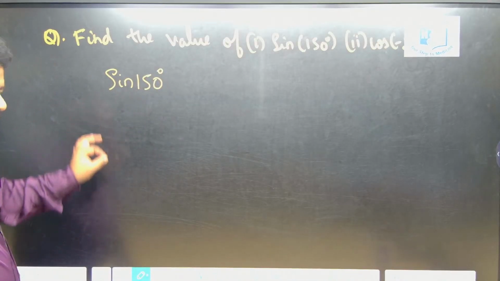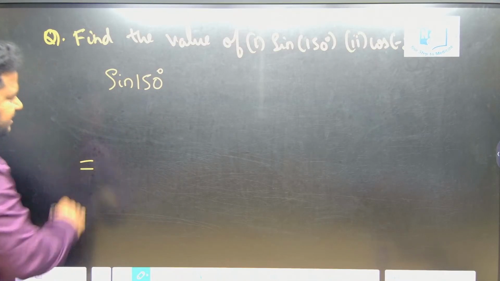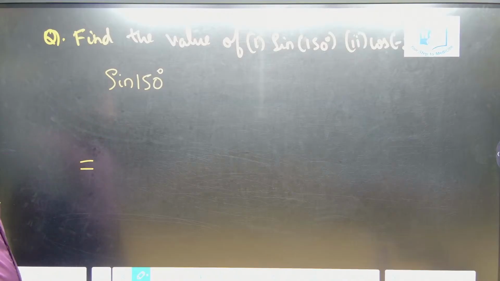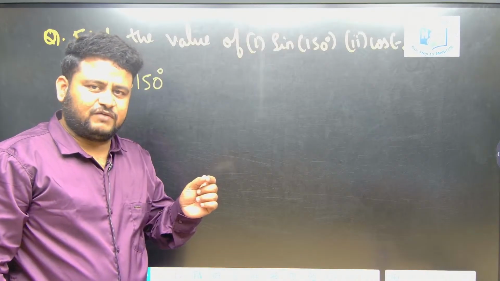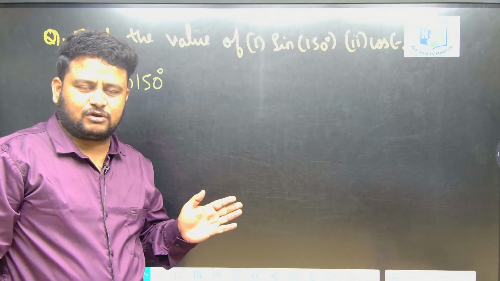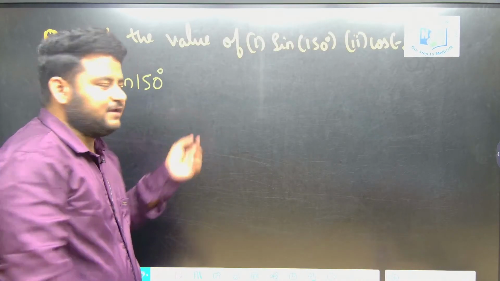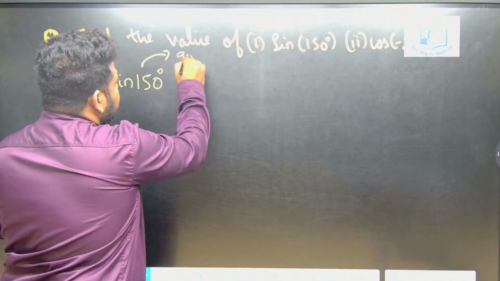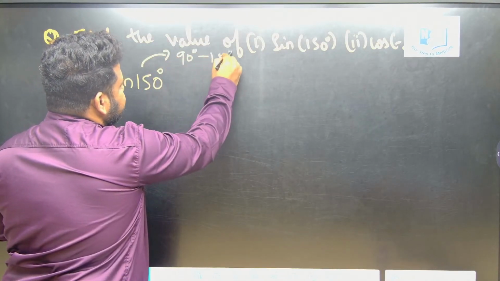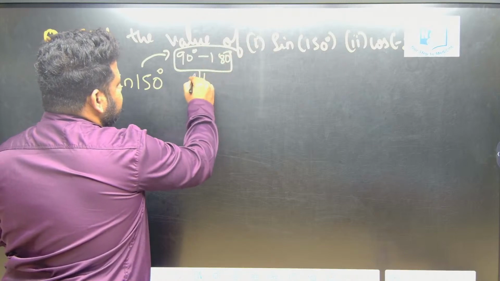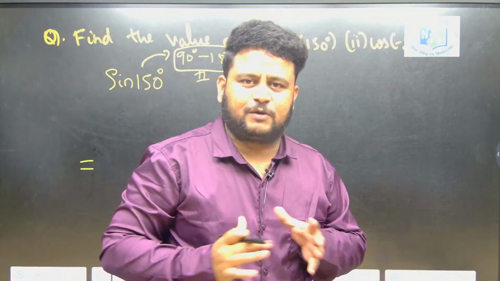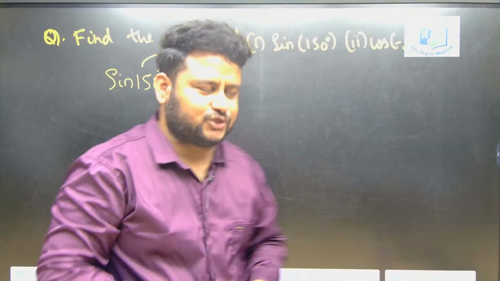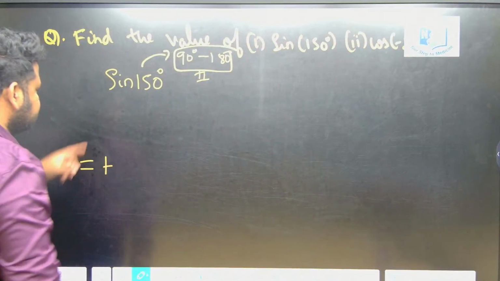So before finding out the exact value, I will write the sine here. Sine 150 degree is in which quadrant? See, 0 to 90 is the first quadrant. 90 to 180 is the second quadrant. So 150 is lying between 90 and 180. That means it is in the second quadrant. In the second quadrant, as per the ASTC rule, sine is positive or negative? Sine is definitely positive. So we will have a positive value here for sine 150.